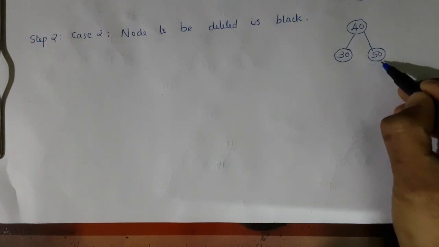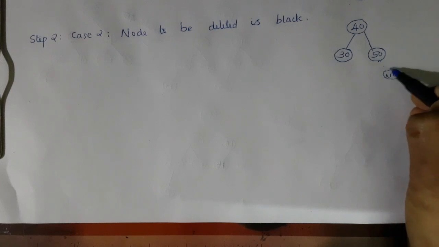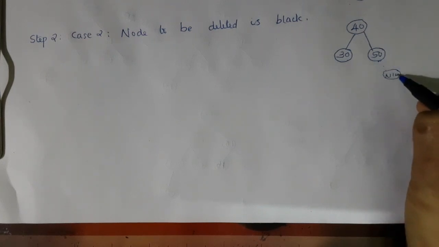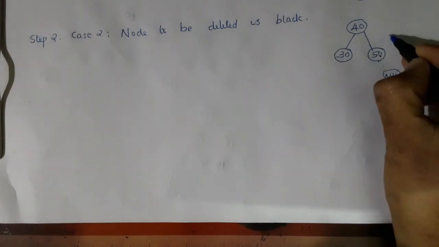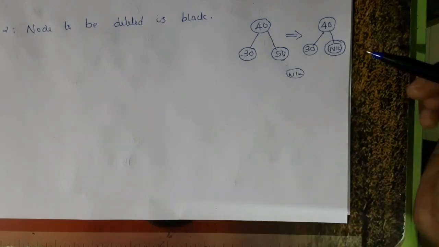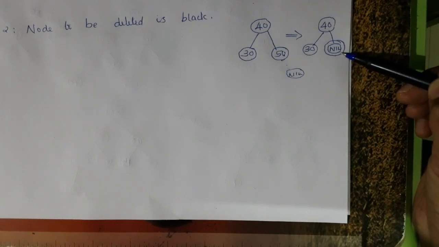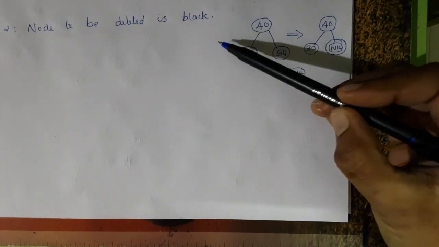So actually this node 50 has a nil node. When you delete 50, it is replaced by the nil node. So here 50 is black and nil node is also black. So when you replace 50 by nil node, this becomes double black. That means, after deletion, tree is like this. 50 is replaced by nil node and it is a double black. This is an issue. We have to resolve this issue. So that is the case 2. Node to be deleted is black node.